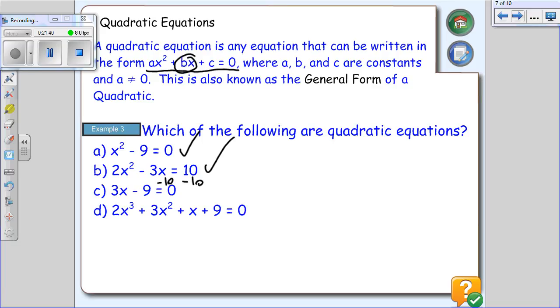C, is that a quadratic? No, there's no x squared. So no, you have a check, an x. D, you sure? Right, you can't have a cube. Why is C not? Because there's no x squared. Look at D. Does D work? No, because there's an x cubed, and we're not allowed x cubes. X squared has to be the highest exponent we get.